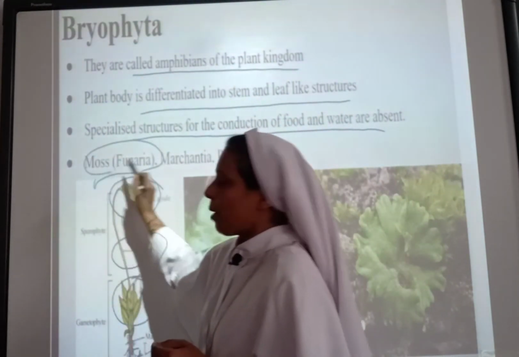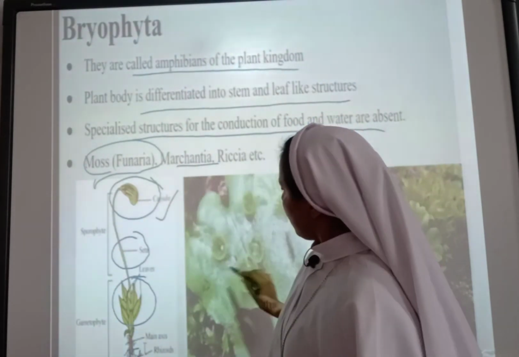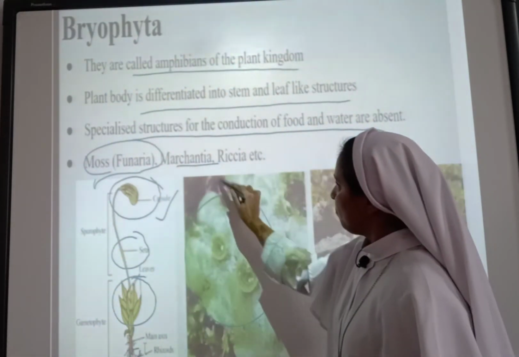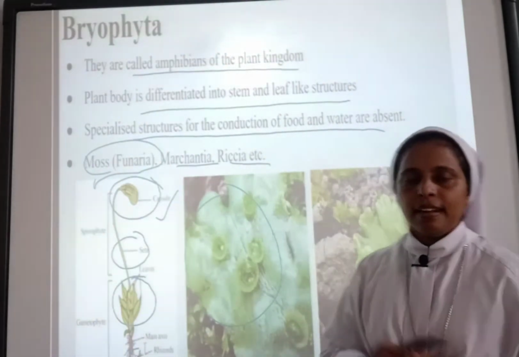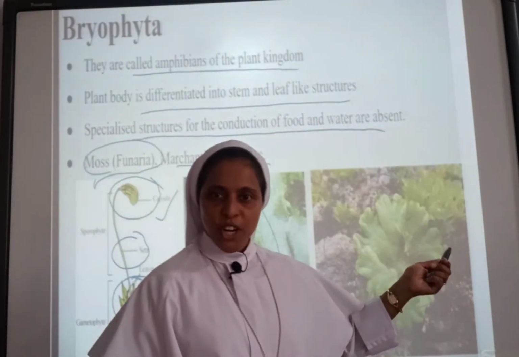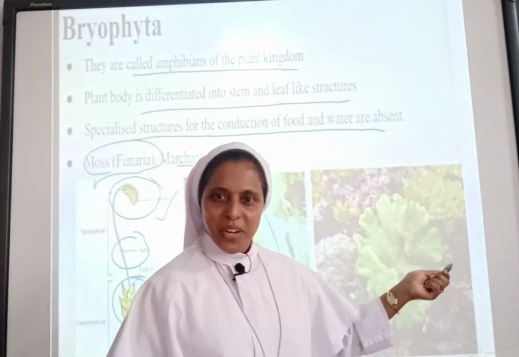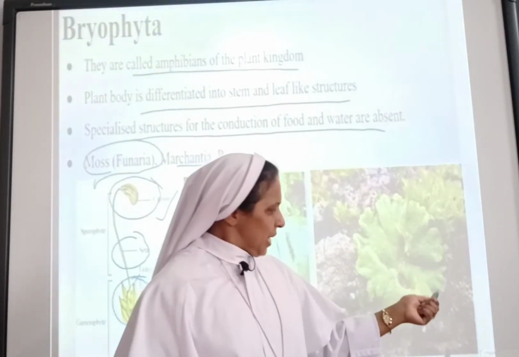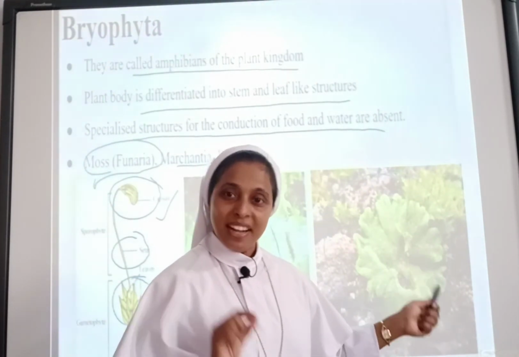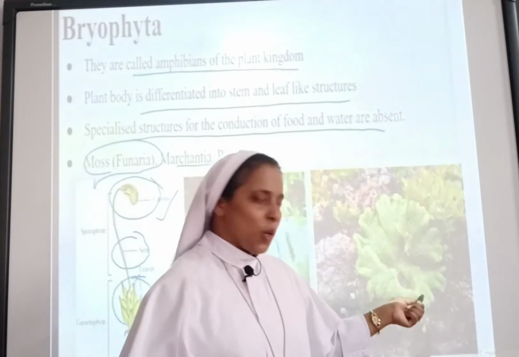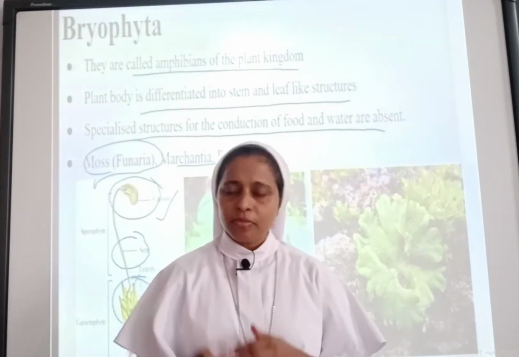Then here we have certain examples. Moss is one example, Funaria; here you can see moss. The next example is Marchantia. Then the next one is Riccia. In Riccia, these leaves are not modified. You can see a root-like structure, not real roots. No specific roots are mentioned here.